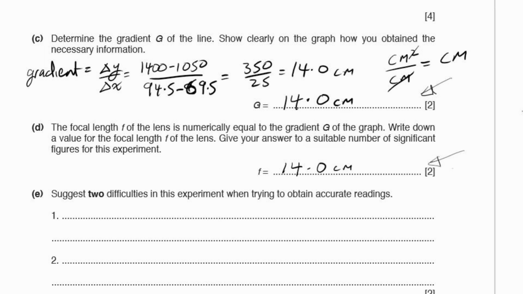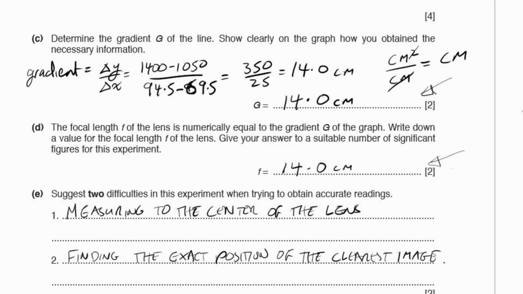E suggests two difficulties in this experiment when trying to obtain accurate readings. Alright, well, pretty straightforward. Number one, measuring to the centre of the lens, always an absolute pain. Not easy to do accurately. And number two, finding the exact position of the clearest image. You'll know yourself, you sometimes end up moving the lens backwards and forwards to get it clear, and it's a judgment call. Is it clear enough? Is it just right? That's our other one, finding the exact position of the clearest image.